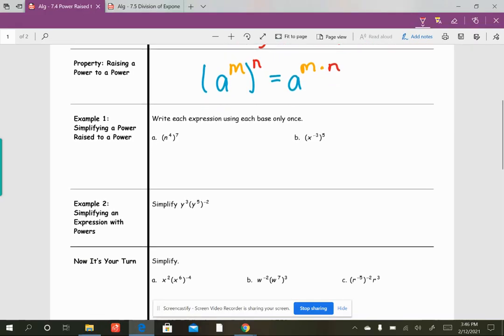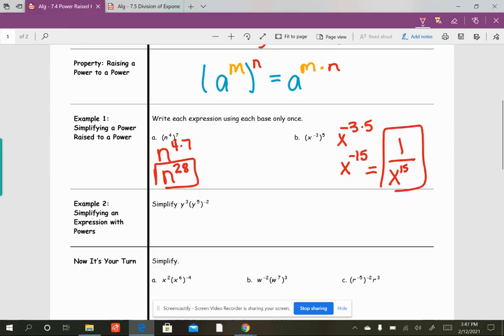Okay, so let's look at some examples down here. So write each expression using each base only once. So we are looking at n to the 4th, but we are raising that to the 7th power. So this becomes n to the 4th times 7. So we have n to the 28th power. So let's look at letter B. We have x to the negative 3rd power raised to the 5th. So this ends up being x to the negative 3rd times 5. So it ends up being x to the negative 15th power. But remember, math etiquette, we never leave a negative. So this becomes 1 over x to the positive 15th power.